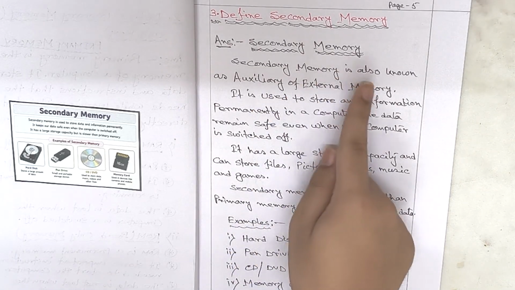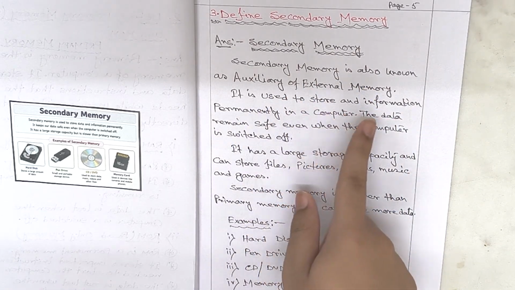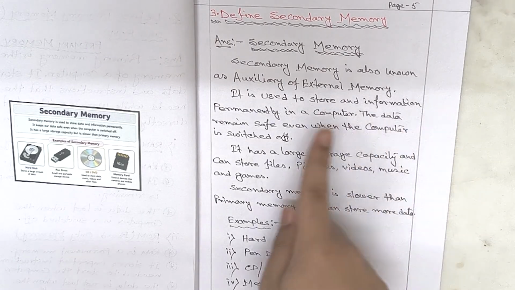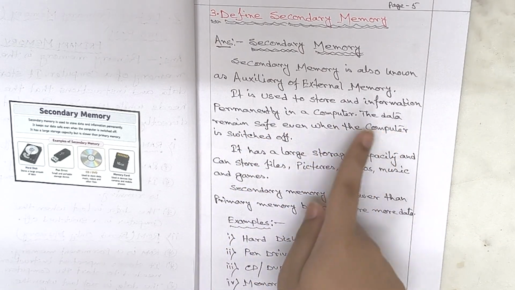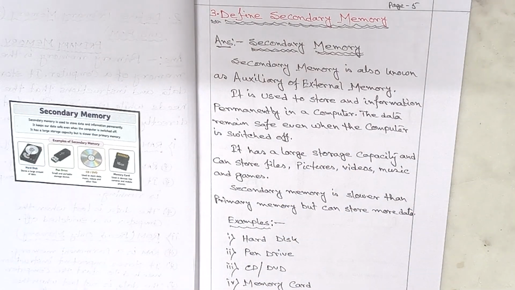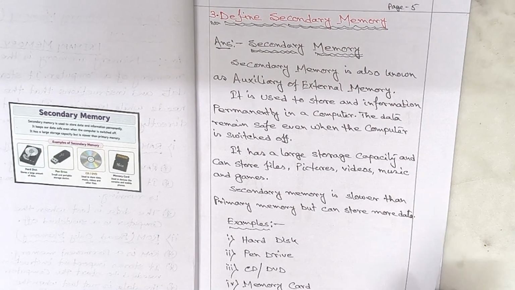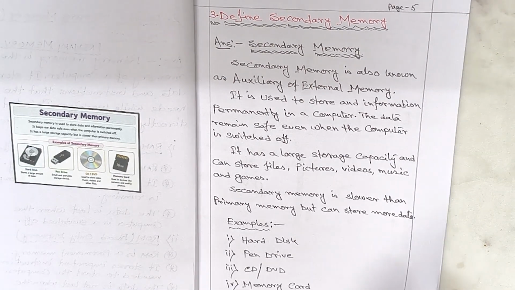This is secondary memory. Secondary memory is also known as auxiliary or external memory. You use this for storing information in a computer. So here we have some examples like hard disk, pen drive, CD, DVD and memory card. I've also provided some pictures. You can use pictures like these or you can use the same pictures as I've used.